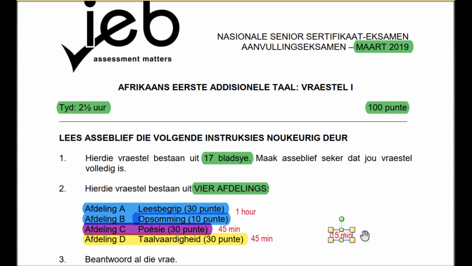And it also gives you that bit of leeway where if you need to spend a bit more time on your section A and section B, you do have some more time. Alright. So, daai 15 minute gee ook vir jou die geleentheid om bietjie ekstra tyd te spandeer, byvoorbeeld aan afdeling B en afdeling A, waar dit baie gaan oor wat jy verstaan het van die teks.